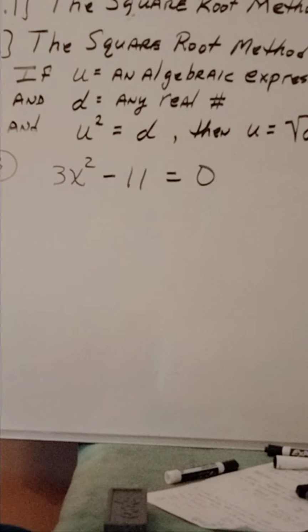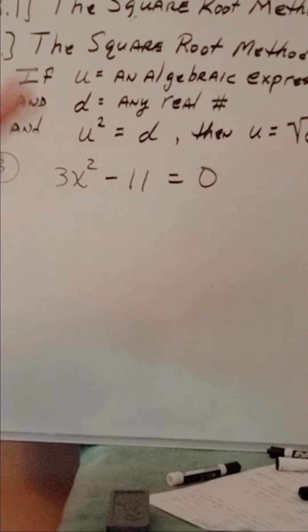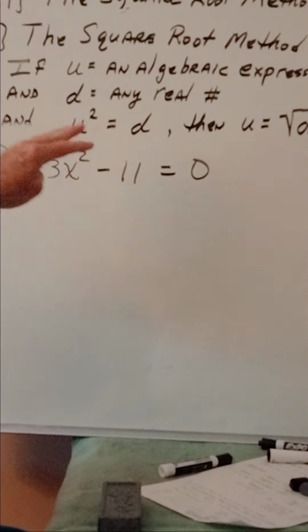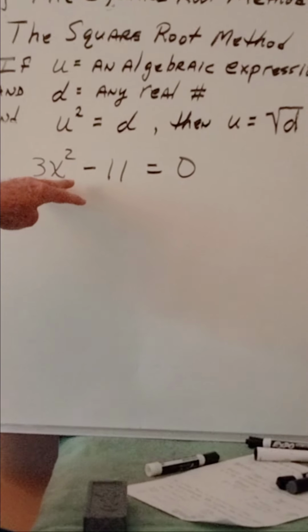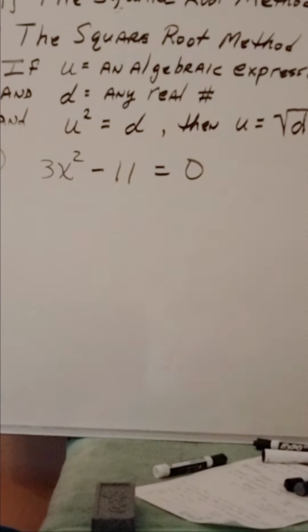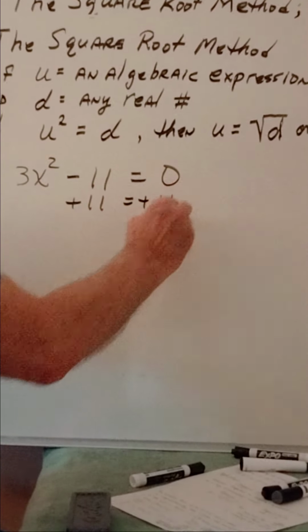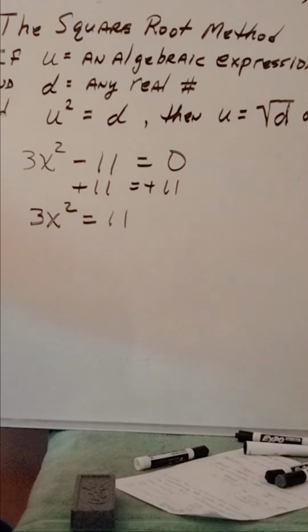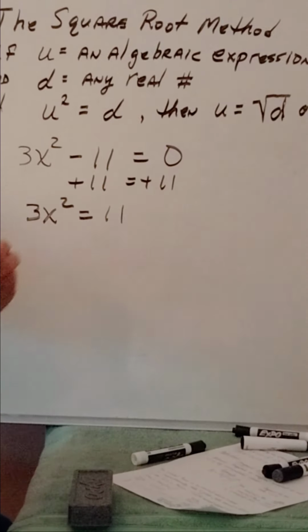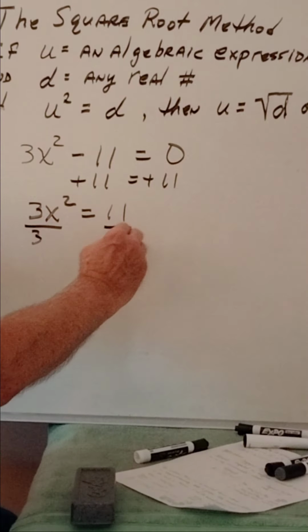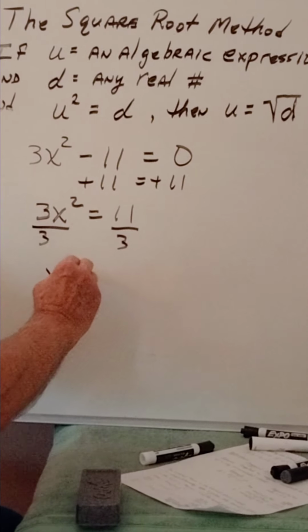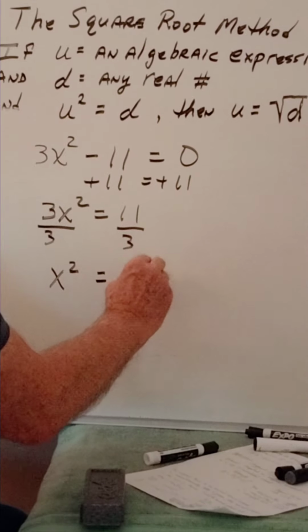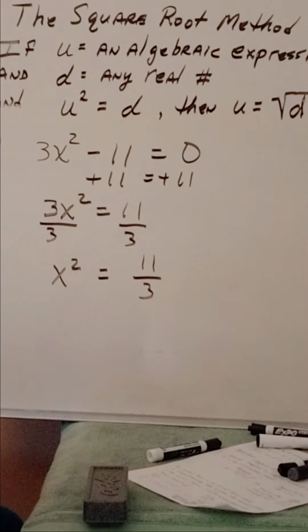Now we want to get it into the form where we have a perfect square, the most simplified perfect square on one side, and a constant term on the other. So we're going to need to move that 11 over to the other side, so we'll add it to both. And we'll have 3x squared is equal to 11. And now we'll get rid of that coefficient of 3 by dividing both sides by 3. And we'll get it down to x squared is equal to 11 over 3.